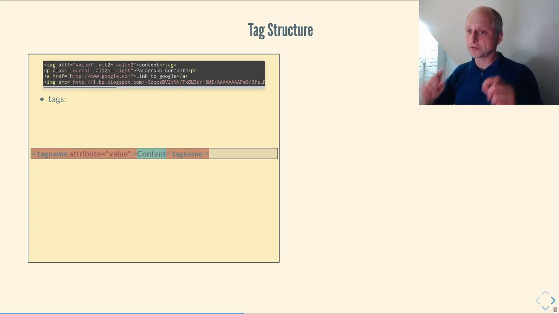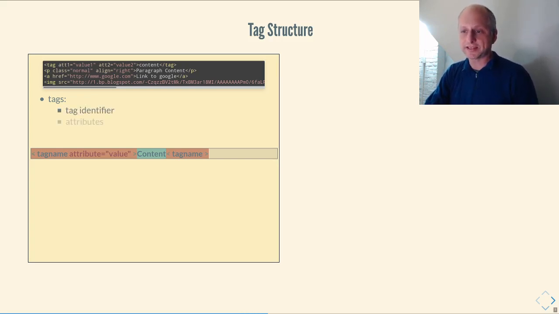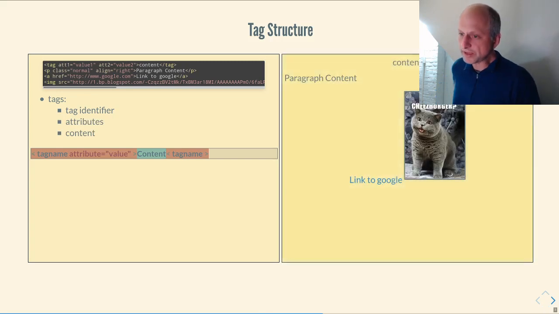An HTML page is made up of elements which are delimited by tags. The word element is a technical term. It doesn't mean just part. An element is an entity which is delimited by tags and has this structure: a tag identifier, a set of attributes, content, and a closing tag.